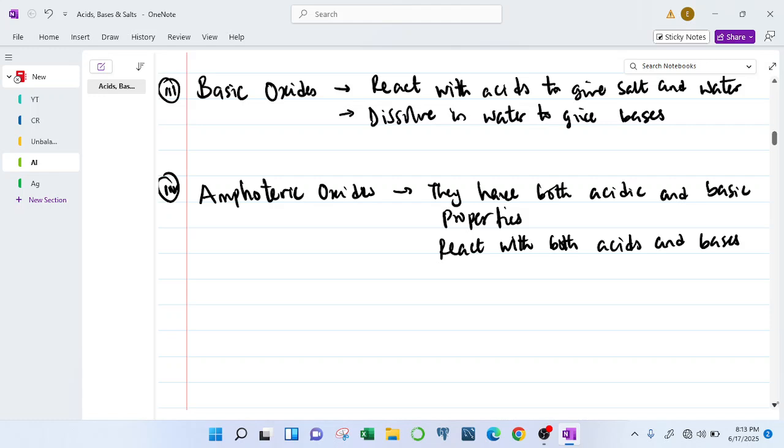And now remember, for the first two, acidic and neutral, they are non-metallic oxides. But for the last two, basic and amphoteric, they are metallic oxides. So that means when you're looking for basic oxides, it has to be the oxide of a metal. Looking for amphoteric oxides, it has to be the oxide of a metal.